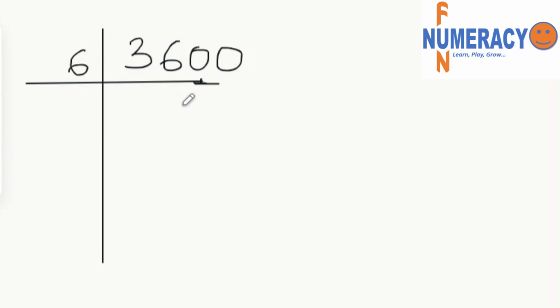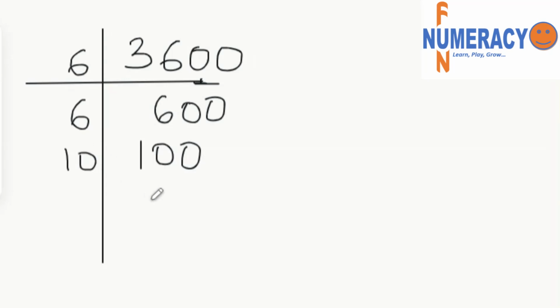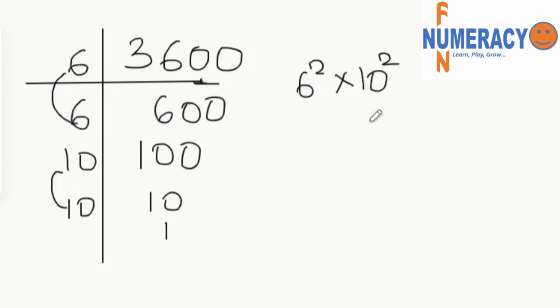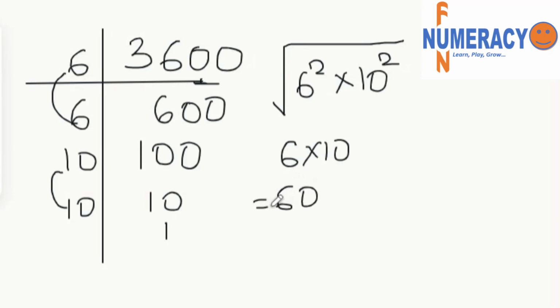So let me start with 6. 6 will give me 600, and 6 will give me 100, and then 10 will give me 10, and 10 will give me 1. So this is still an ordered pair of 6 squared times 10 squared. So when I put the square root sign, it's going to give me 6 times 10, which is equal to 60. And we can also say that 60 times 60 will give us 3,600.